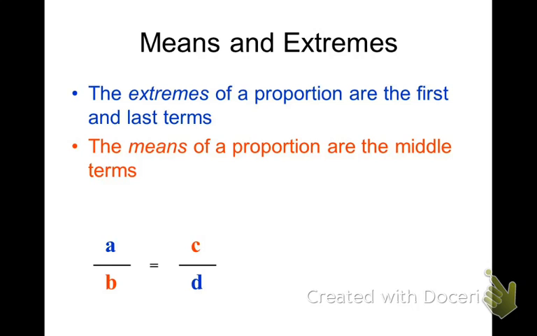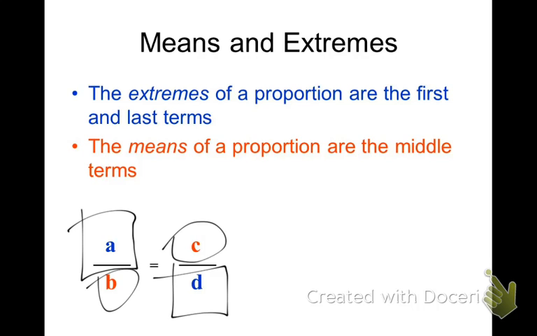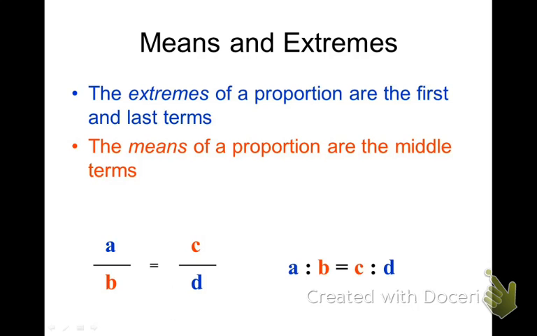And so the means are the middle terms of the proportion. Those are the means. And the extremes are the first and last terms of the proportion. One of the reasons that they call them the means and the extremes is when they're written in this way, you can see that the middle numbers are the B and the C, and the outside numbers are the A and the D. So that's why the A and D are the extremes, and that's why the B and C are the means.